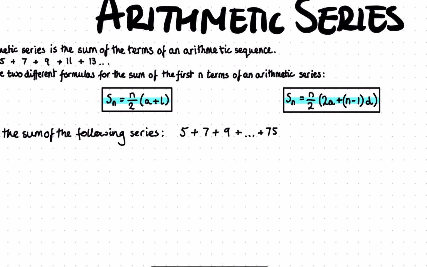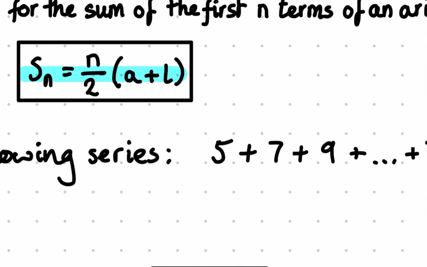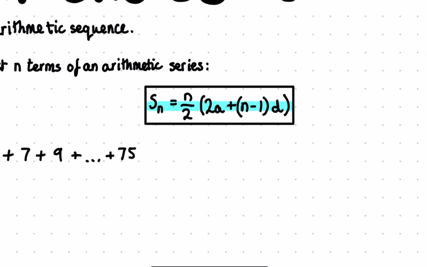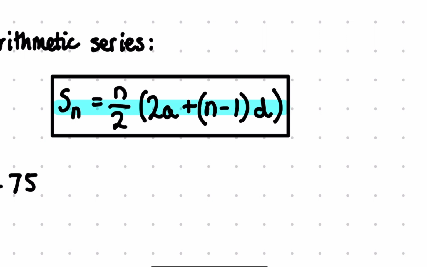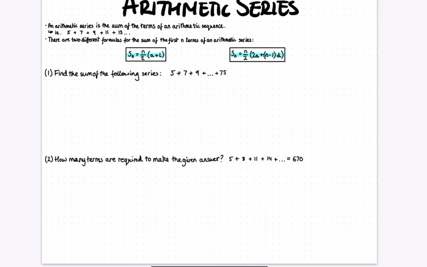This first one, Sn equals n over 2 brackets a plus l, you can use that if you have the first term, a, and the last term, but no common difference. Whereas the second formula that we've got here, Sn equals n over 2 brackets 2a plus n minus 1 d, means that you only need the first term and the common difference, but also to know what the value of n is. So I've got two different examples here, one using each of these formulas.